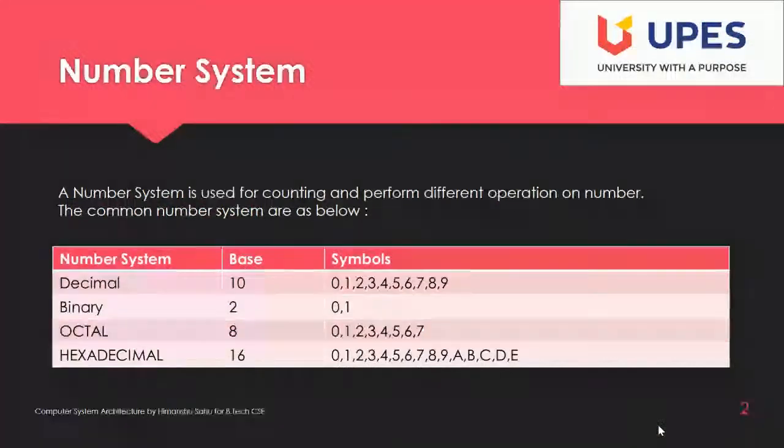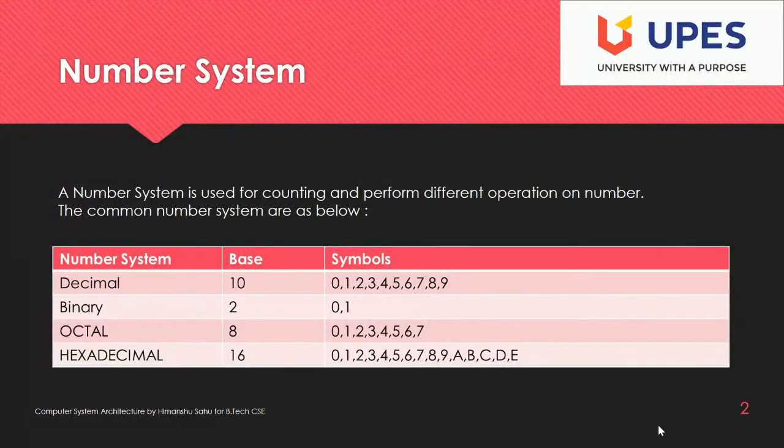These are the common number systems that are available. So first you can see a decimal number system. The decimal number system is used by us. Us means humans. Okay. So this has become a base number system.